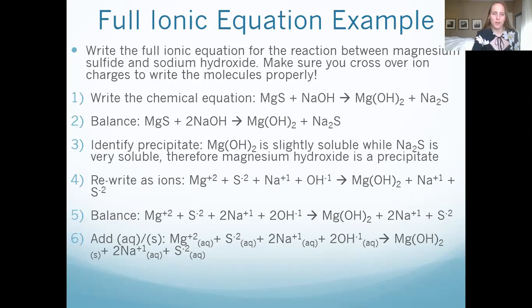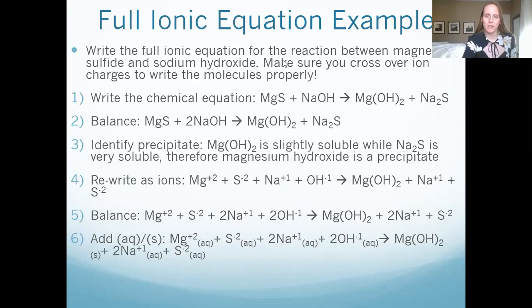Okay, so we're going to work through this example together. I do have it all written out there. The way that this would work is you would start off with your magnesium sulfide and your sodium hydroxide. Again, don't forget to cross over your charges. In this case, the charges of magnesium and sulfur cancel out because they're both 2, and then Na and OH both have charges of 1. Then we are going to do a double displacement, so our two metals will swap positions. So we will end up with magnesium hydroxide and sodium sulfide.